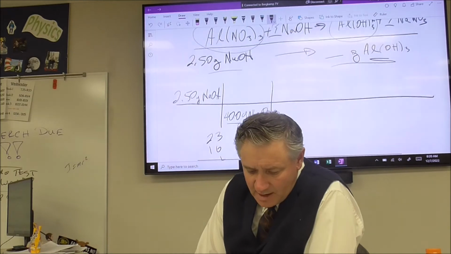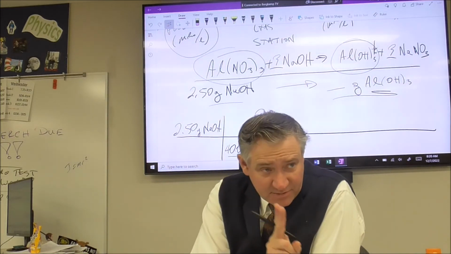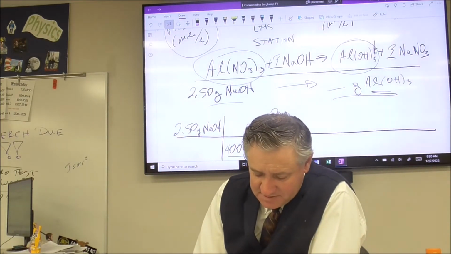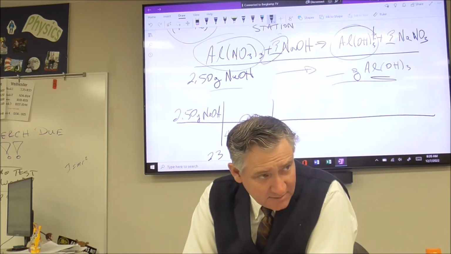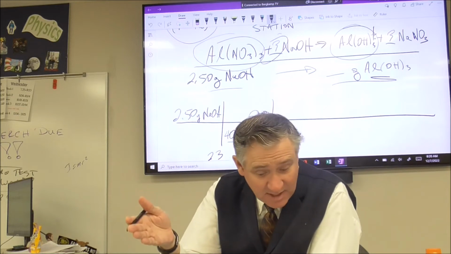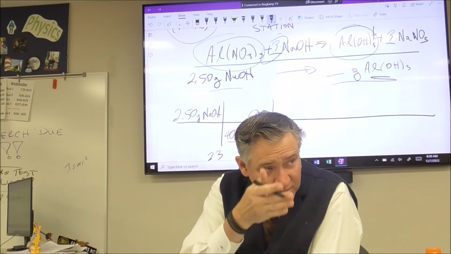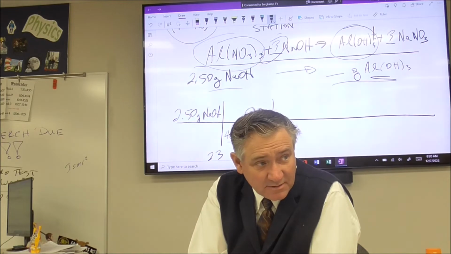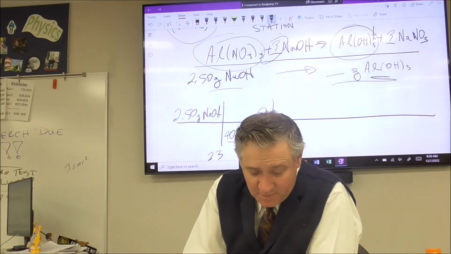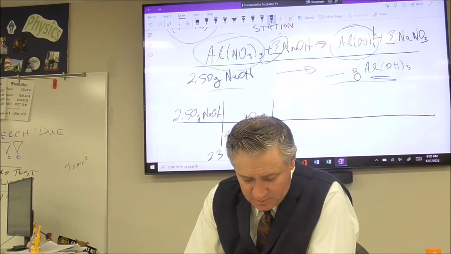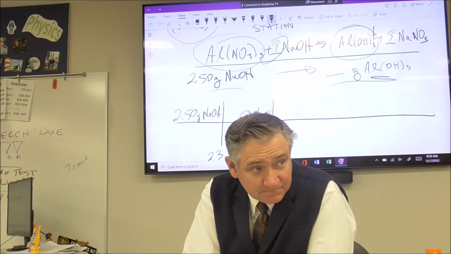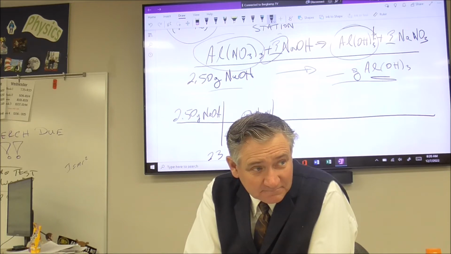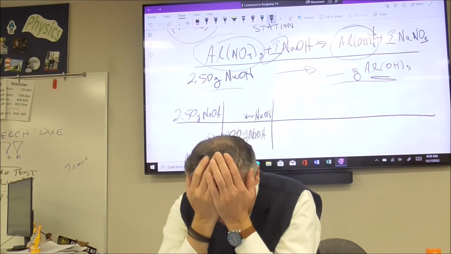Now, is 40 grams of sodium hydroxide equal to 3 moles of sodium hydroxide, because there's a 3 in front of the sodium hydroxide, or is it only equivalent to 1 mole of sodium hydroxide? Do I put a 3 or do I put a 1 up there where I go to moles of sodium hydroxide? 3 or 1? A 1.